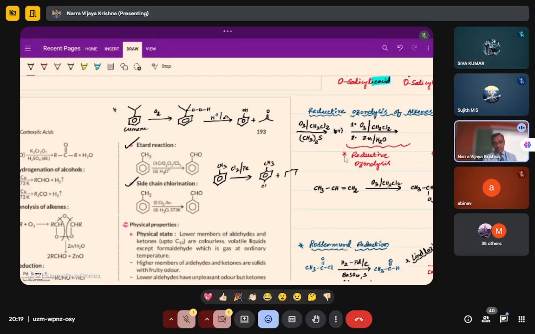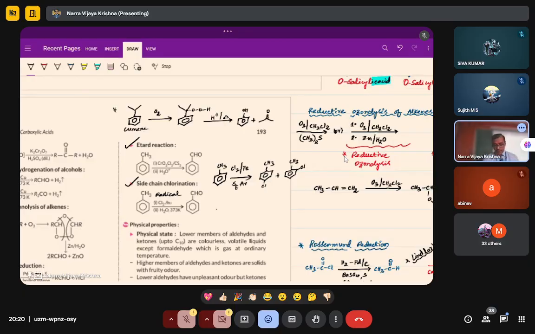That becomes major and this becomes minor. Electrophilic aromatic substitution reaction. If it is chlorine in presence of sunlight, it is radical substitution, a free radical substitution reaction. Here hydrogen is replaced by chlorine. So two chlorines are there, so two hydrogens are replaced.